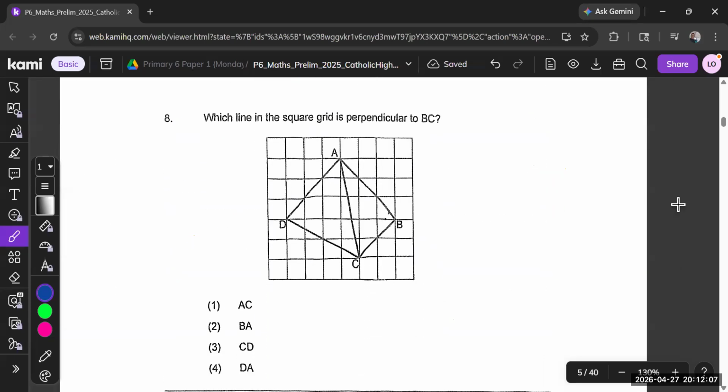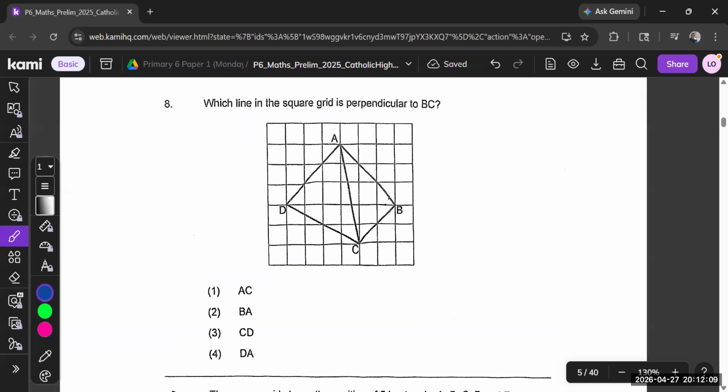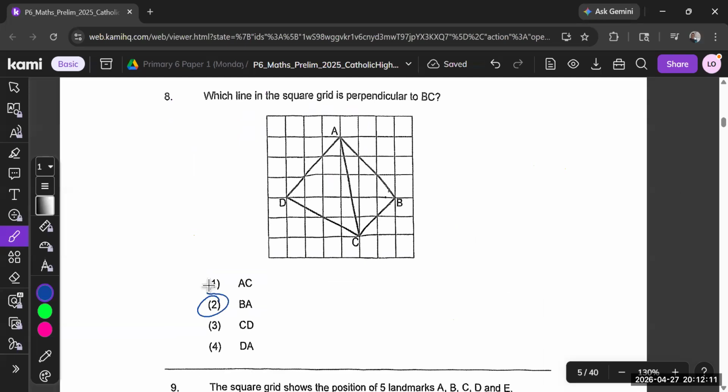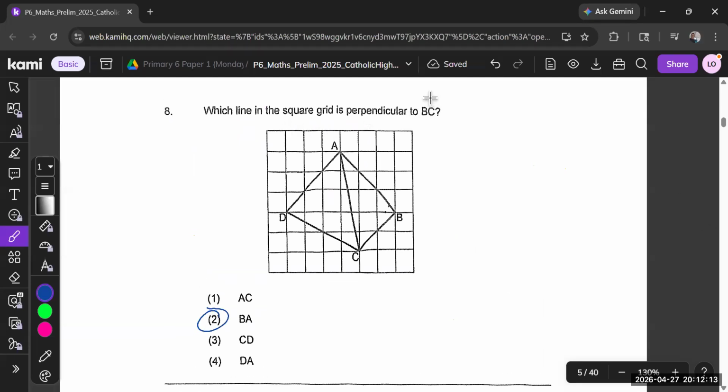What is the answer? The answer is number 2. BA. Which line is perpendicular to BC? Now, how do you prove it? Don't use your eyes to assume.